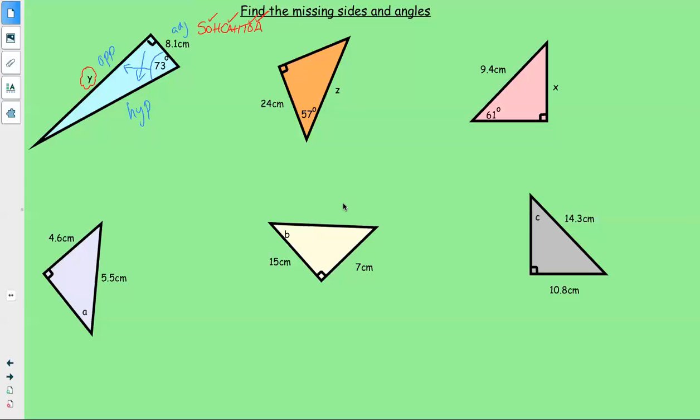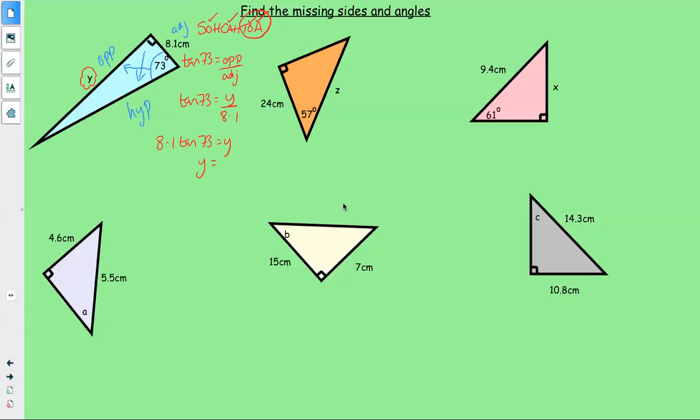TOA, the tan part, has got 2 ticks, so that is what I'm going to use. Tan of the angle, tan 73, equals the opposite over adjacent. I'm assuming at this point you know what you're doing. If you don't, go back and look at the previous lessons. Just going to go through this one quite quickly. Tan 73 equals y divided by the adjacent, which is 8.1. If you're dividing by 8.1, you want to get rid of that. You're going to multiply by 8.1, so it's 8.1 tan 73 equals y.